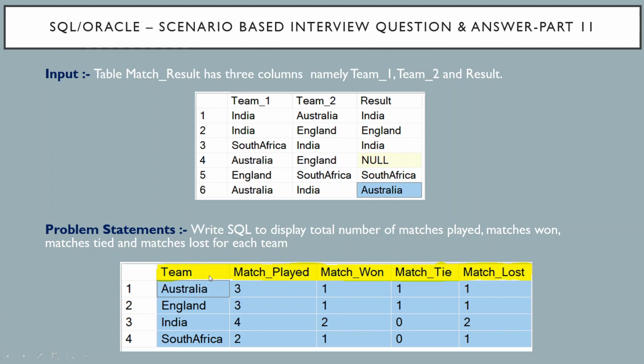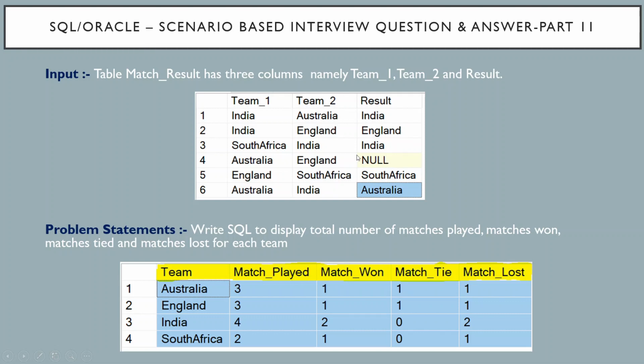So if we go back to the table match result, if you see the row number 1, team 1 is India and team 2 is Australia and result is India. It means the match is played between India and Australia and India won the match. A similar kind of information is there in all the 6 rows. If you see in the 4th row, Australia played with England and the match was tied. That's why the result is null.